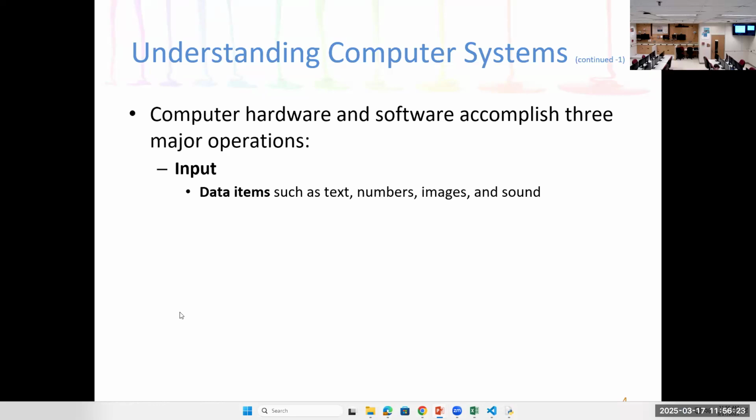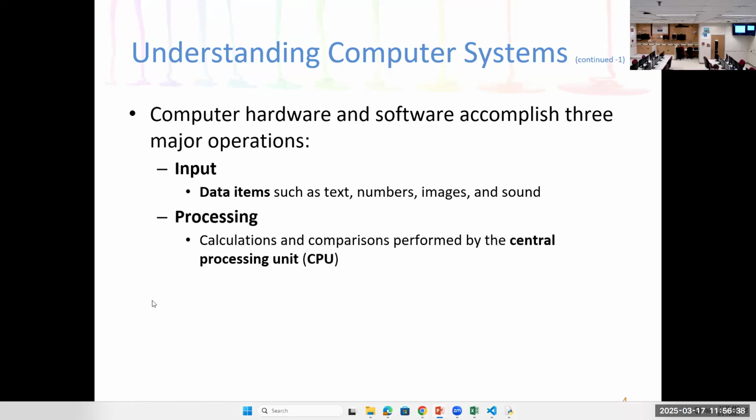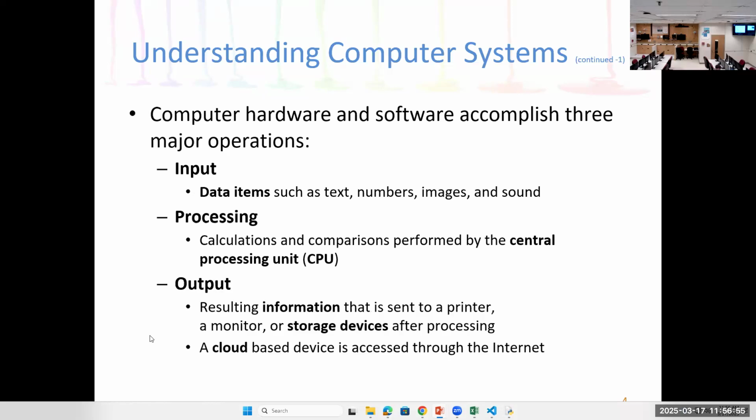So basically, for every process of the computer, you have three major operations. The first one is input. It's a data item such as text, number, image, and sound, and you can give it by mouse or by keyboard. When you get the input, you do the processing. The computer does the processing: calculation and comparison, performed by the CPU. The CPU is the central processing unit, and it's the brain of the computer. Later you have the output, the resulting information that's sent to a printer, a monitor, or a storage device after the processing.